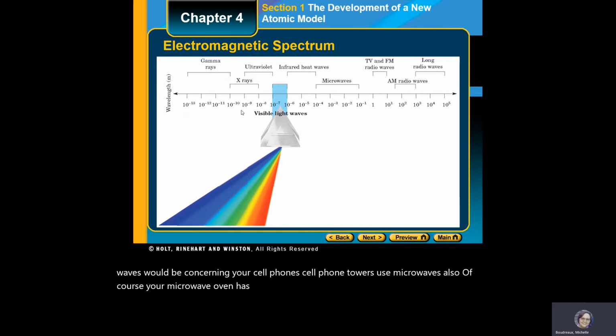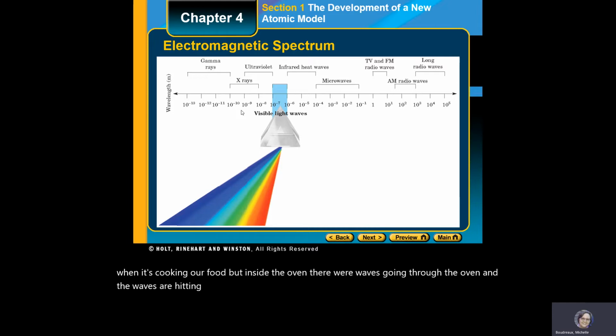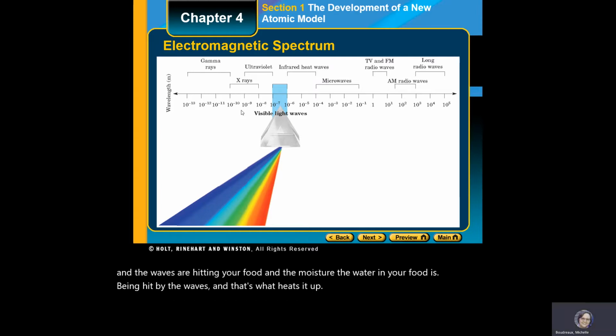We don't see what's happening in the oven when it's cooking our food, but inside the oven, there are waves going through, and the waves are hitting your food, and the moisture, the water in your food, is being hit by the waves, and that's what heats it up. If you've ever noticed when you put something in a microwave, the plate that you put it on doesn't get hot where the food doesn't touch it, because the microwaves don't affect the plate, they only affect the water in the food. So, microwaves. The next type of waves on the spectrum is IR waves, or infrared.